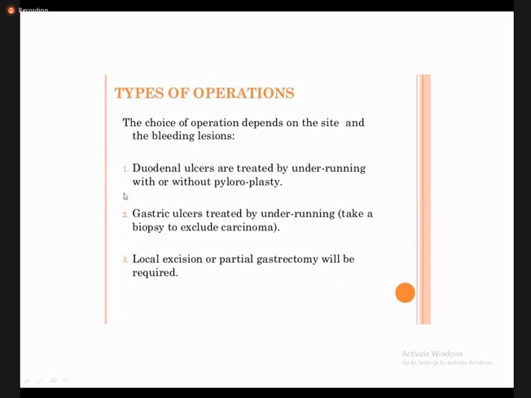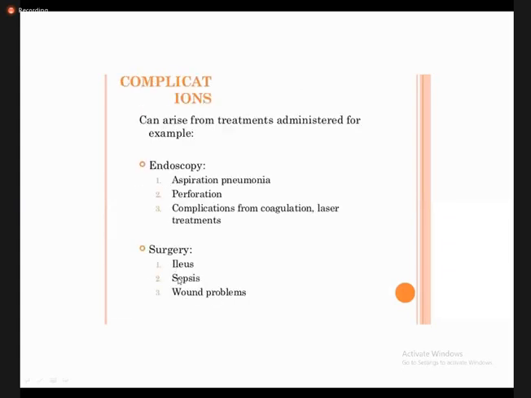Then the type of operation depends on the type of the lesion. The students do not need to learn all the types, but with the current modern diagnostic and endoscopic treatments, these days operations are less commonly performed. So there can be complications which can arise either from the GI bleed or from the treatment. Endoscopy-related can be aspiration pneumonia, perforation, or complications from coagulation or laser, and surgical complications like ileus, sepsis, and wound problems.